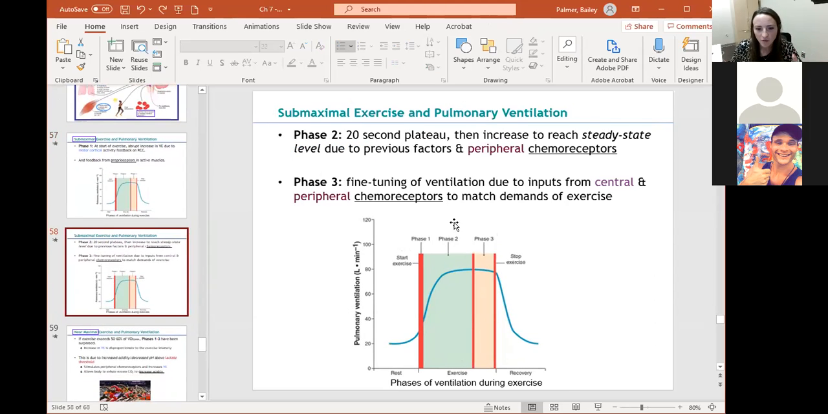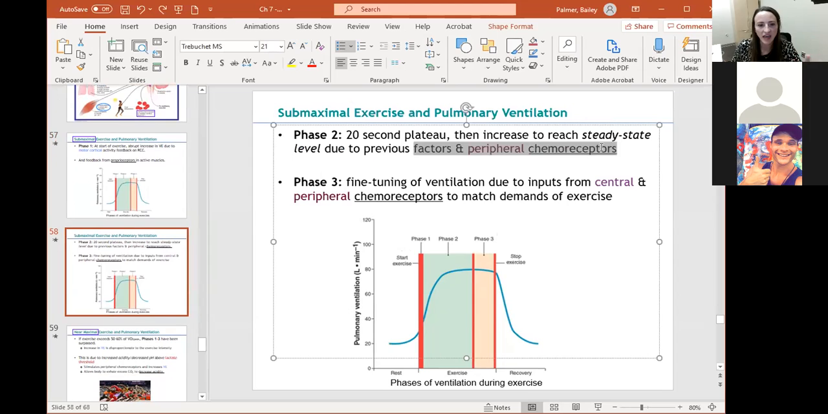Next here, we hit steady state, and then we have kind of a leveling out. That fine tuning of ventilation also occurs. What's that going to be due to? Phase 2 and phase 3 are due to the peripheral and central chemoreceptors. So that's what the steady state area is, fine tuning, just keeping a normal breathing pattern.